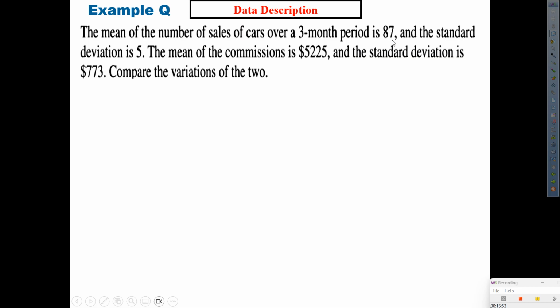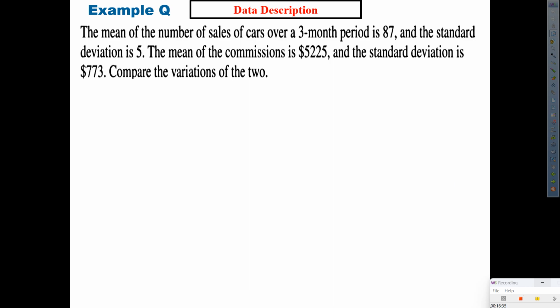It reads, example Q: the mean of the number of sales of cars over a 3-month period is 87, and the standard deviation is 5. The mean of the commissions is 5,225, and the standard deviation is 773. Compare the variations of the two. I'll give you guys some time for that. Copy that. 2 minutes. All right. Pause the music as you're finishing up copying that.